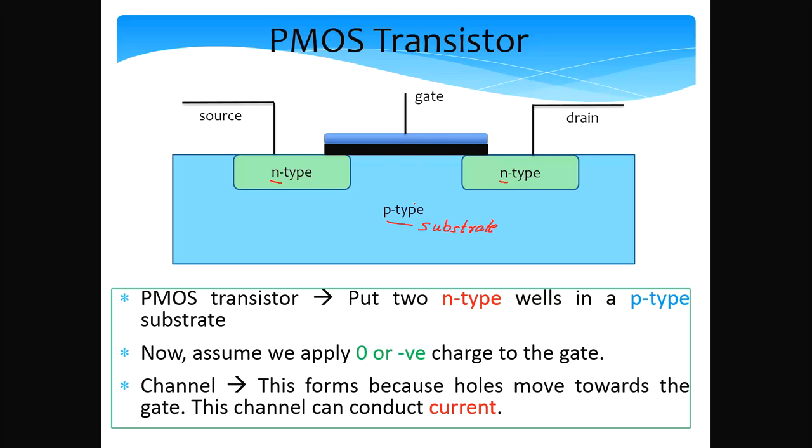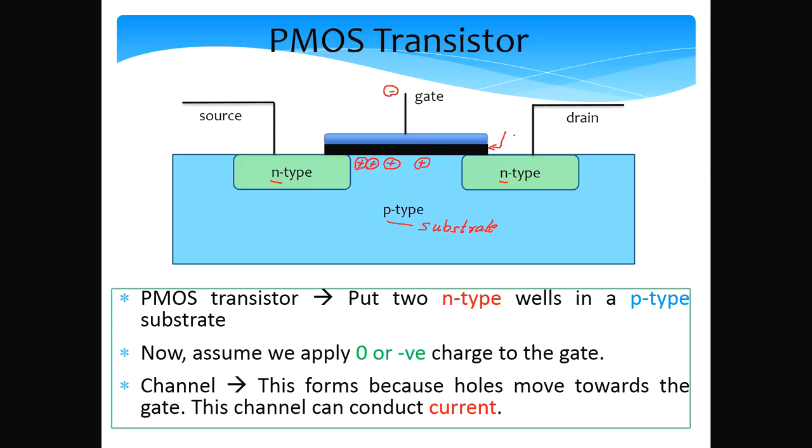If you apply a zero or a negative charge to the gate, let's say I apply a negative voltage to the gate, or even if there is no voltage, I can design the transistor in such a way that if there is a small negative voltage, or even if the voltage is 0, all the holes will get deposited here, just below the SiO2 layer. So the structure is the same.